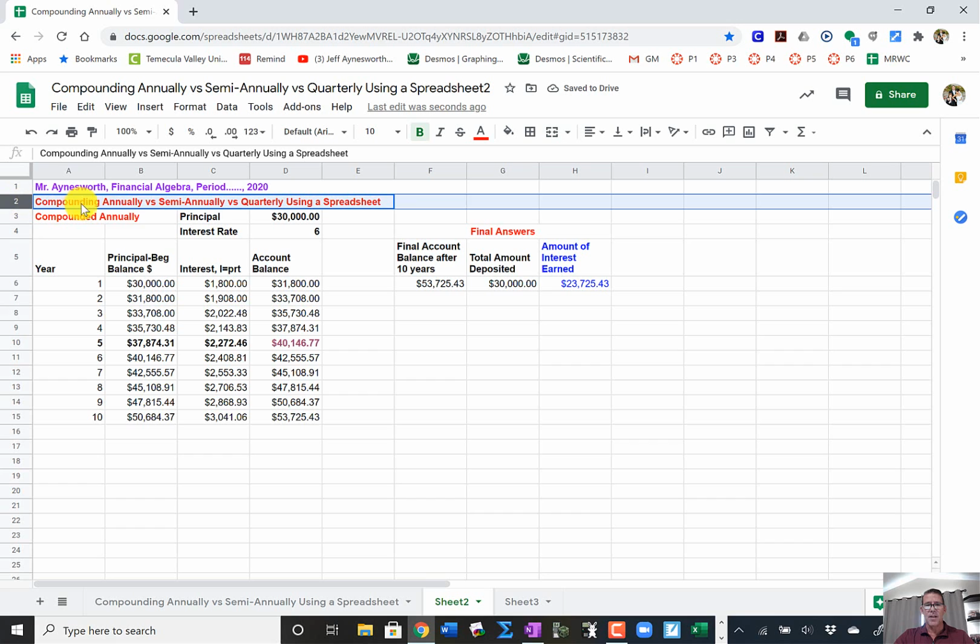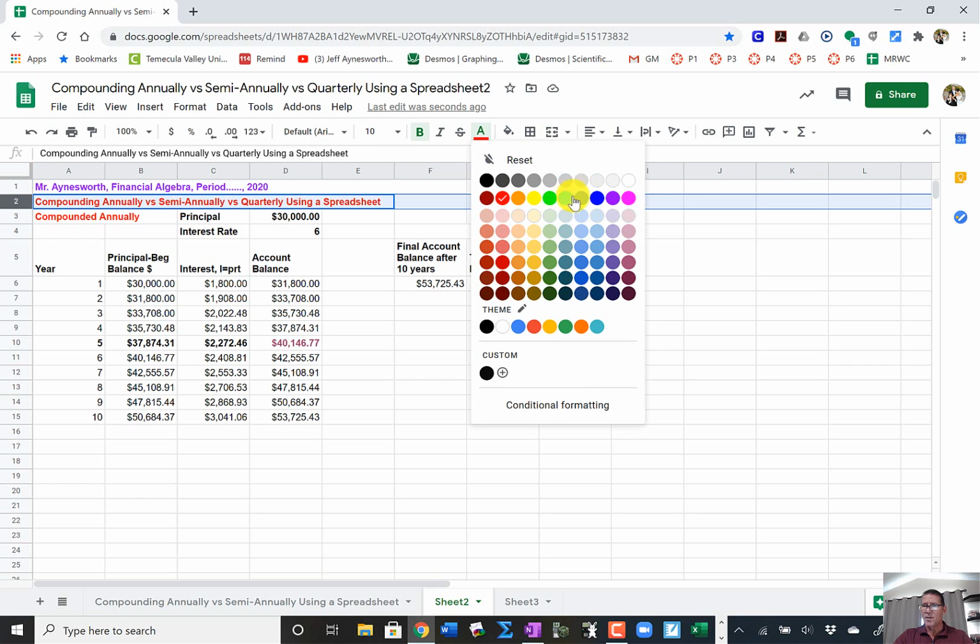The title of the lesson is Compounding Annually versus Semi-Annually versus Quarterly using a Spreadsheet. And I'm going to make that a different color. So let's go.